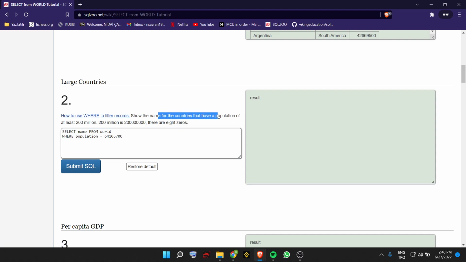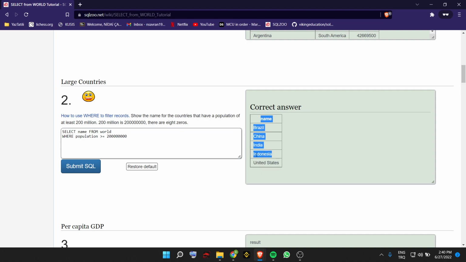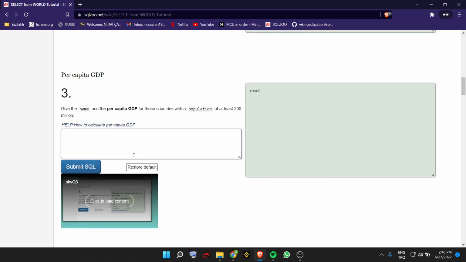Show the name of the countries that have a population of at least 100 million. Let's say this: their population should be bigger than or equal to 100 million. Let's see which are they: Brazil, China, India, Indonesia, and United States. It says select name, so it only prints the names.